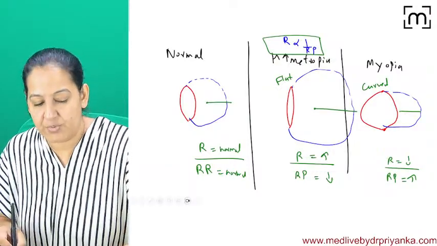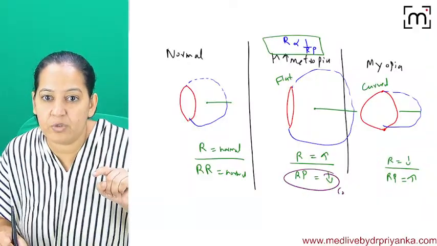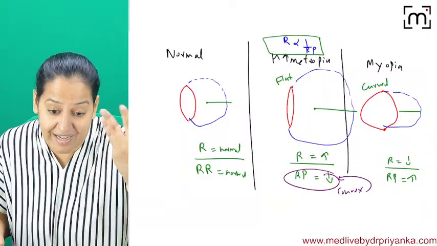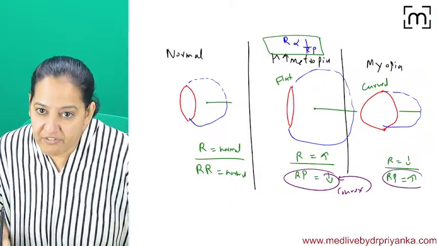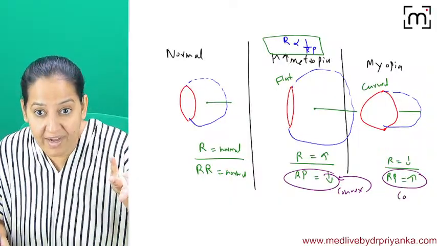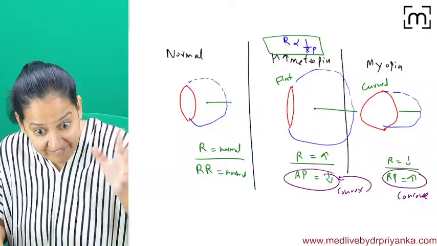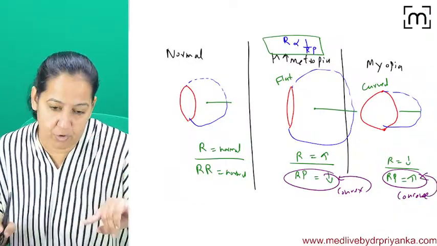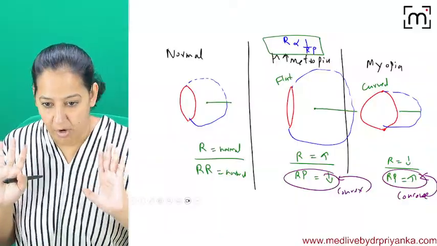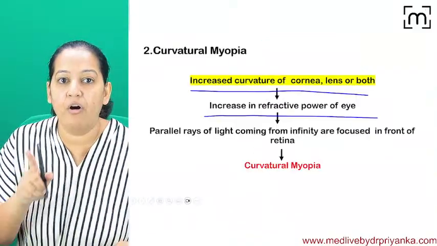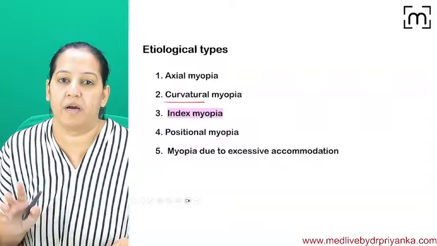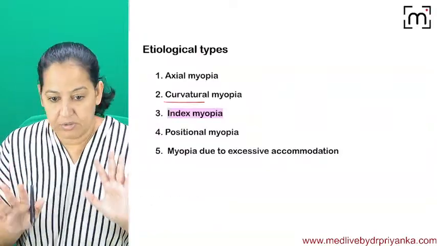And that's why to correct hypermetropia we use a convex lens, because we want convergence to increase the refractive power. We want to increase it to bring it to normal. And here the refractive power of the eye is more, so to correct it we use a concave lens. We want divergence, a minus lens, to bring it to normal. I tried. People got it. So this was the funda of curvatural hypermetropia and curvatural myopia. You got it? Okay. So this was the curvatural.